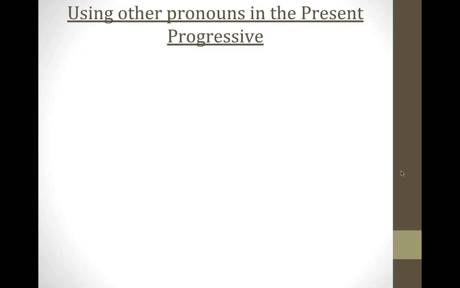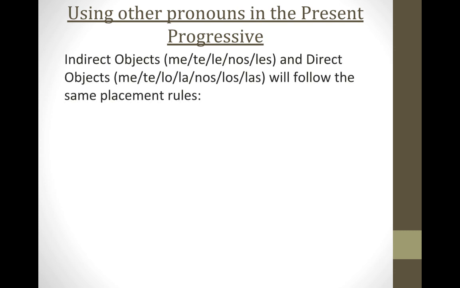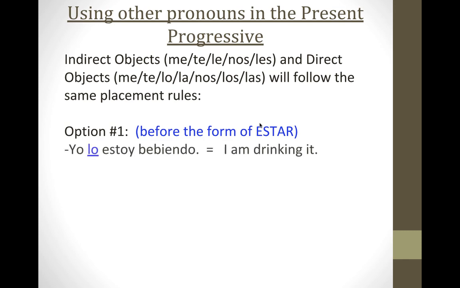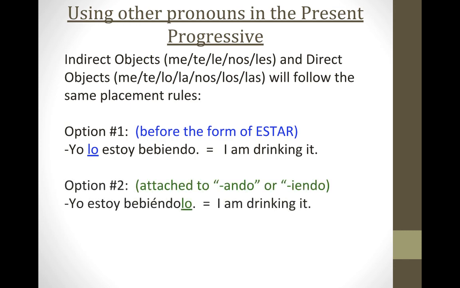Okay, this rule of where to place this pronoun also is going to apply with any of the other pronouns we have in Spanish. So if it's an indirect object, if it's a me, te, le, nos, os, les, or if it's a direct object, me, te, lo, la, nos, os, los, las, they follow the exact same pronoun placement rules. Option 1, you can put it before the form of estar. Or option 2, you can attach it to the ando or yendo.